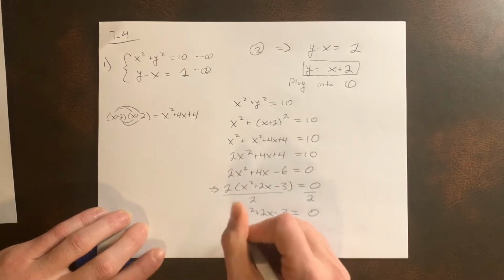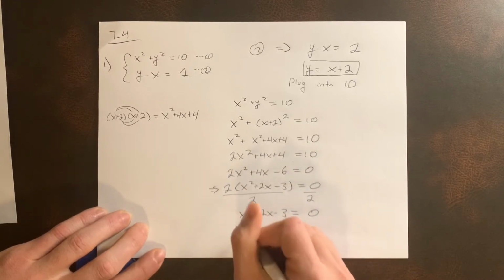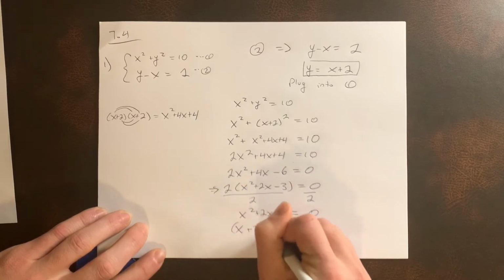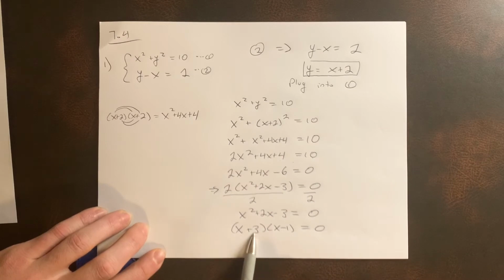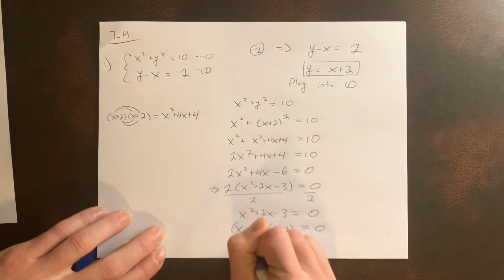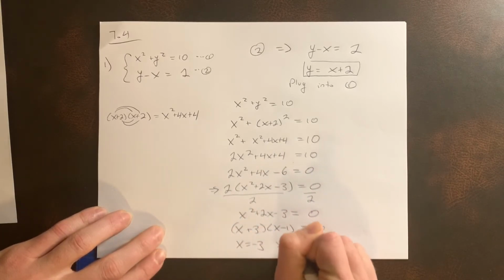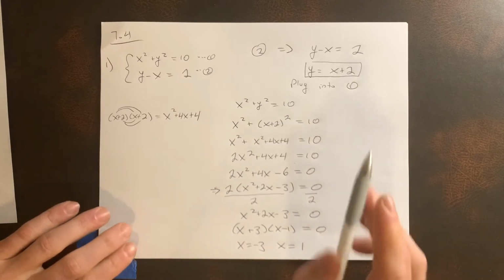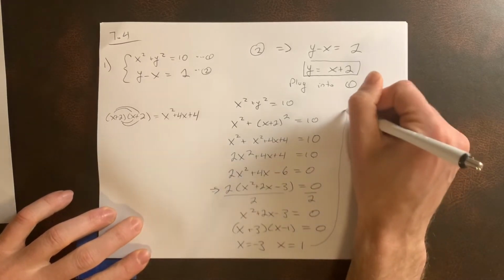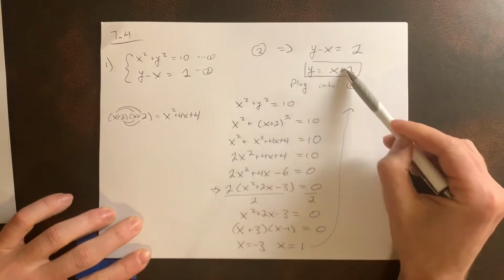The left-hand side factors into x plus 3 times x minus 1, because 3 times minus 1 is equal to minus 3, and 3 plus minus 1 is equal to 2. We set it equal to 0 still. This tells us that x is going to be minus 3 and x is going to be positive 1. Now, what do we do with these two numbers? Let's move back up here. Remember, y is equal to x plus 2.